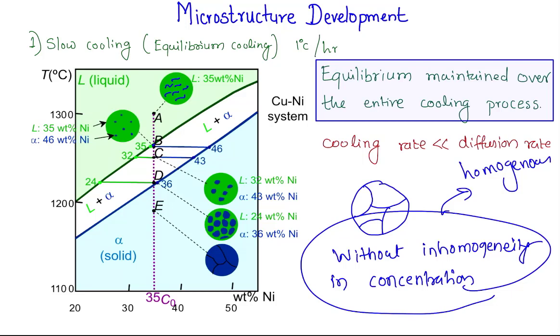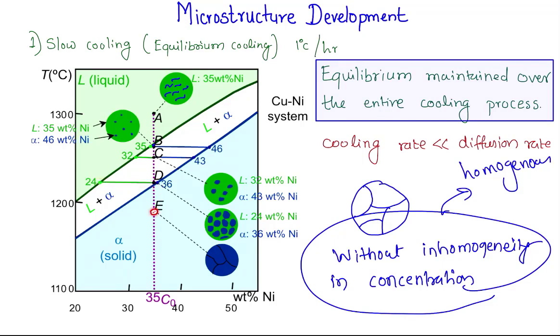At point C, solidification will increase because we are cooling the system. Solid particles will increase and liquid will gradually decrease. So here Cl comes around 32 and Cs comes around 43. At point D, that is the boundary of solidus and solid plus liquid, the majority will be in solid form, that is 36%, and liquid Cl is given by 24%.